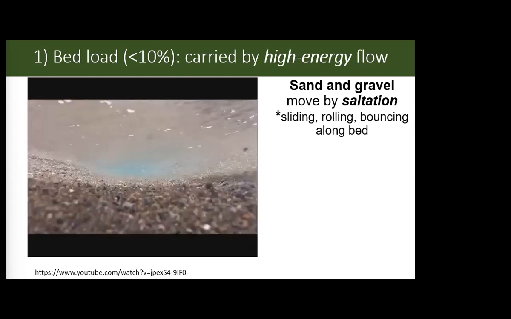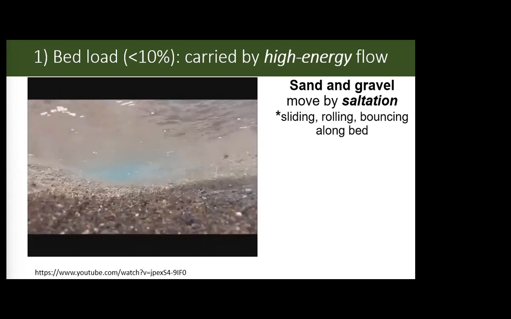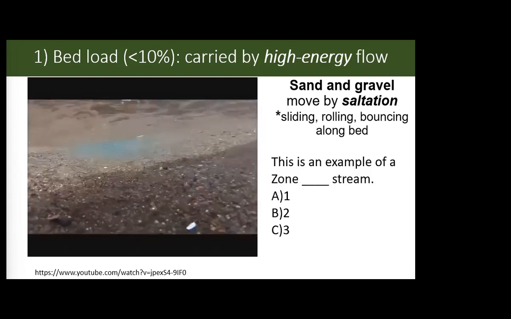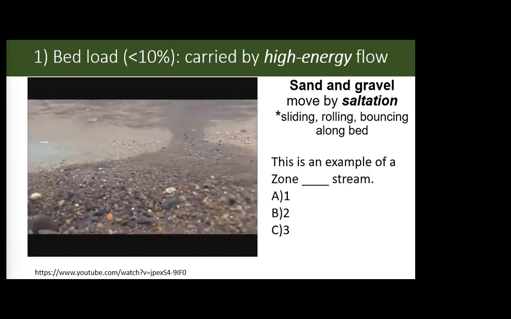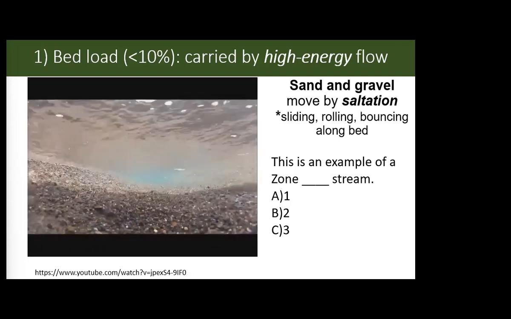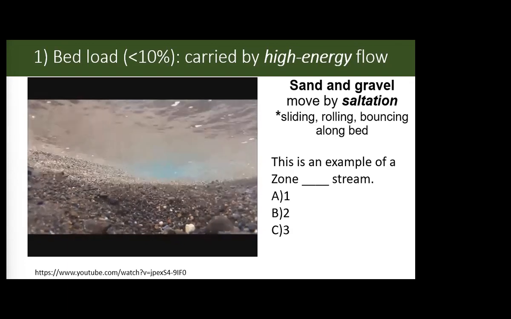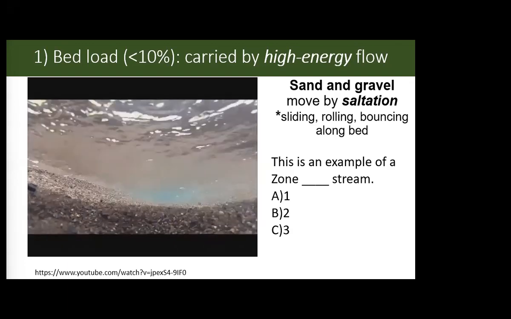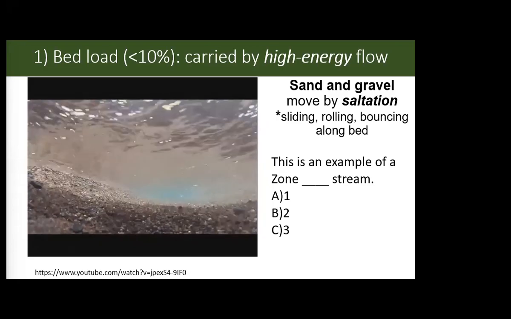So you can almost see the stream channel getting deeper and deeper at the center of it. Okay, so is this going to be a zone 1, 2, or 3 stream? Remember, zone 1 is erosional, zone 2 is transport, zone 3 is deposition. 1, 2, or 3? You can just shout it out.